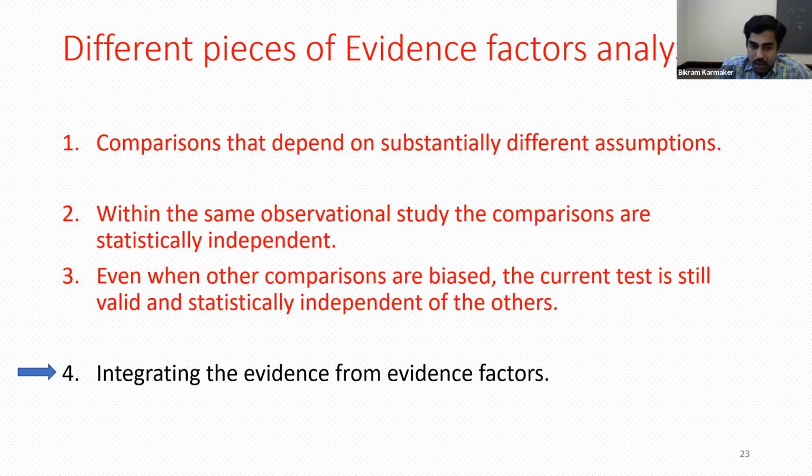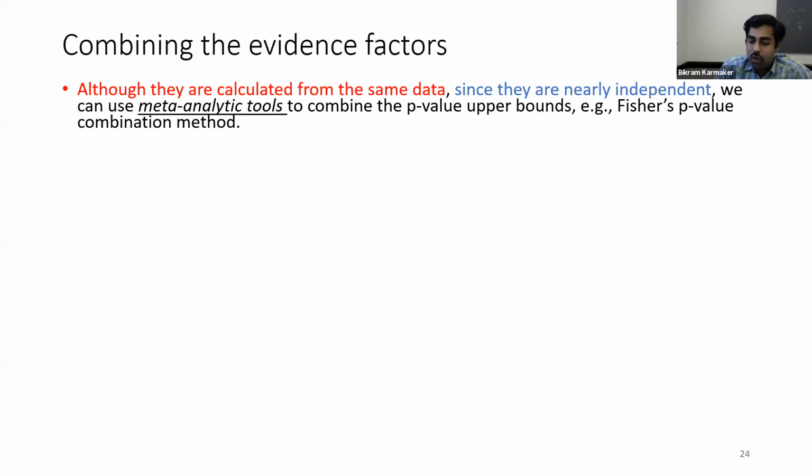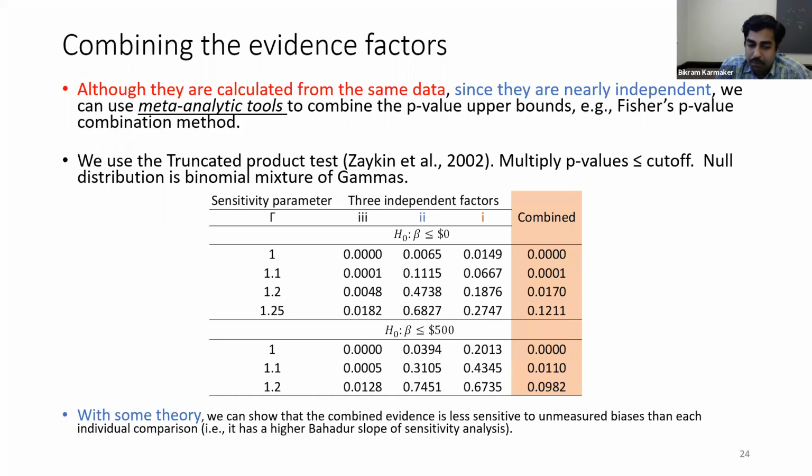So one way to think about it is the following. Although we are using the same data, the same study to do 3 comparisons, our theorem says that they are nearly independent. So we can treat them as if they are coming from different studies. And we can use meta-analytic tools to combine them. For example, we can use Fisher's p-value combination methods to combine the 3 p-values.